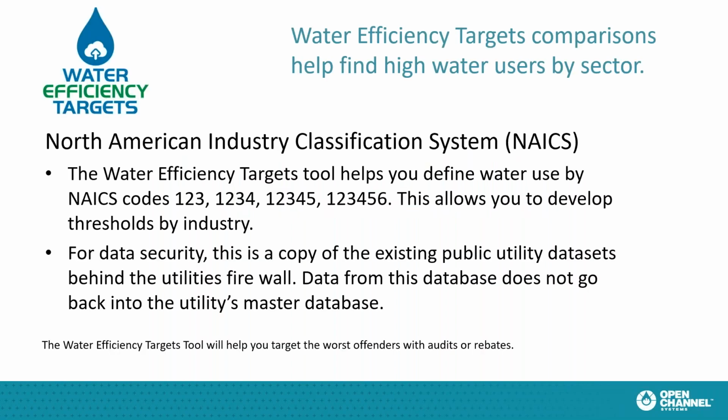All right, so the water efficiency targets tool is a very powerful analytics program which mirrors the utility database and employs a NAICS classification system to compare apples to apples. We can use any classification system. We've chosen for Salt Lake City the NAICS classification system. This process helps define appropriate thresholds of usage by market segment. For our presentation, we're going to be reviewing restaurants in Tier 4. That's the highest water usage tier for Salt Lake City.